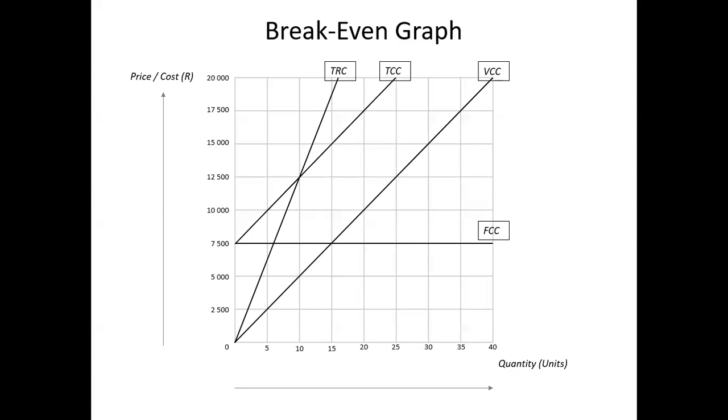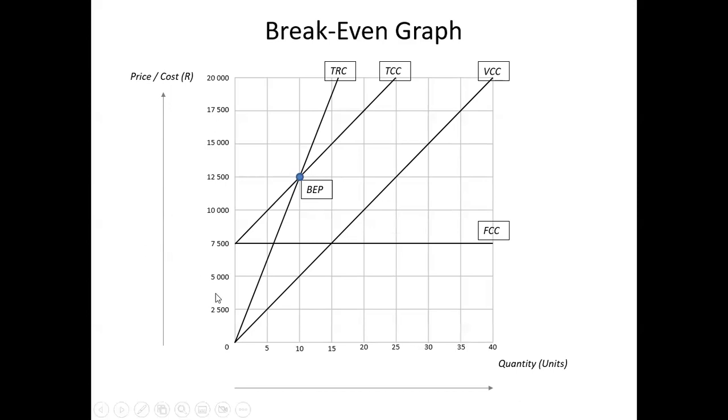And then the most important thing: where your total cost and your total revenue intersect, that little point there, is your break-even point. Now, what does the break-even point mean? It means that, in this case, if you do not sell at least 10 units, you are not going to make a profit. The moment you sell 10 units, your cost and your income are the same, and so you are not making a profit, but at least you're not making a loss either.